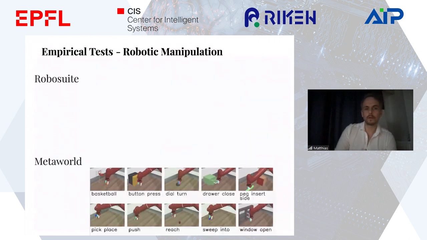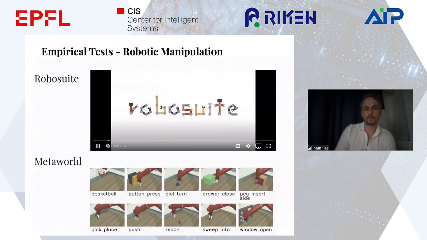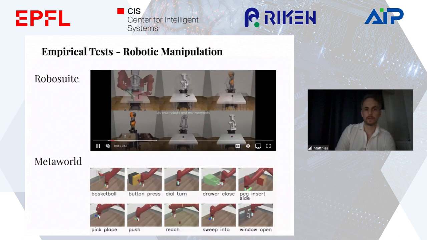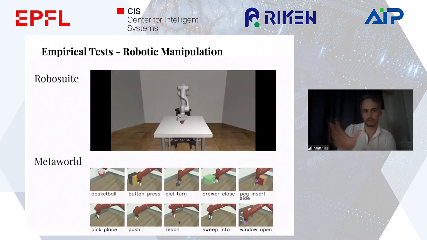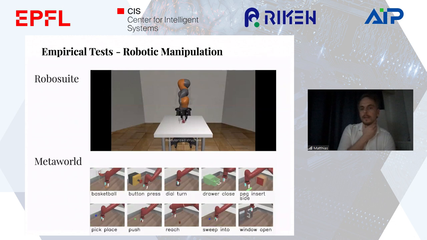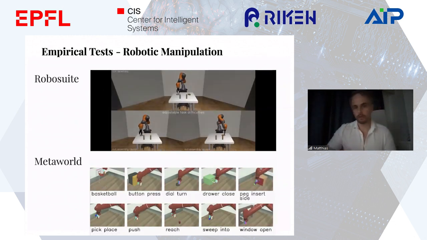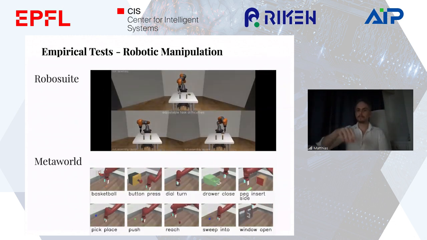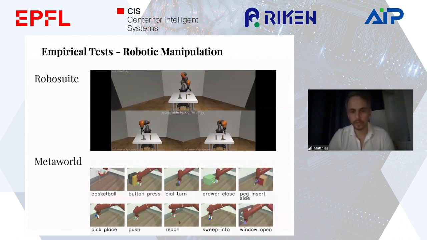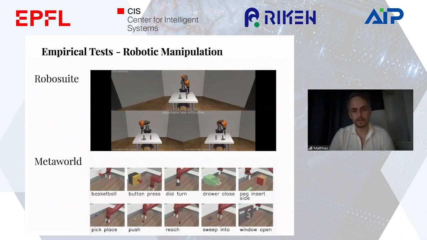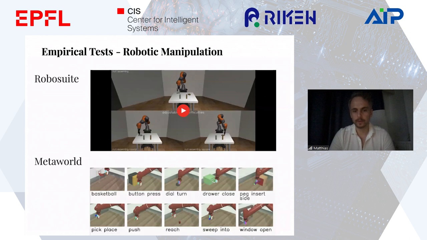And moreover, we perform robotic manipulation tasks as well. So the benchmarks are famously the robosuite, in which the robotic arm has to manipulate certain objects. And below is the Meta-World tasks, right? Where it's very similar. But we don't perform the meta experiments. We just see if our algorithm can actually learn the dynamics of this process and how well it performs.